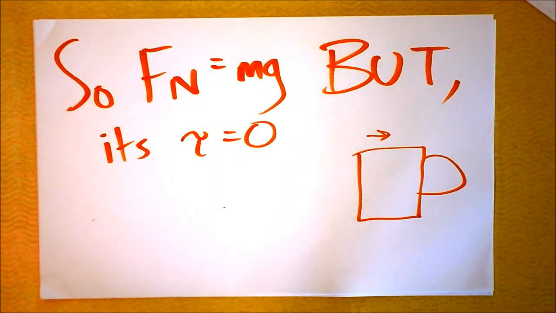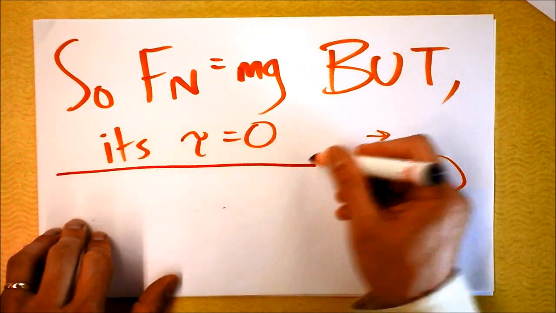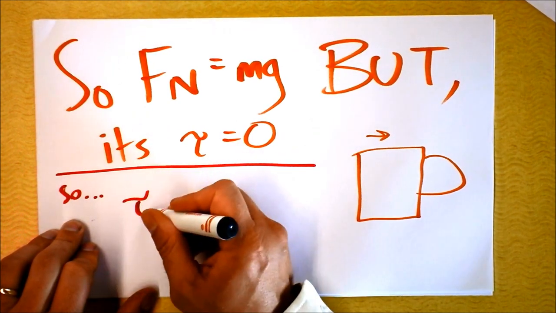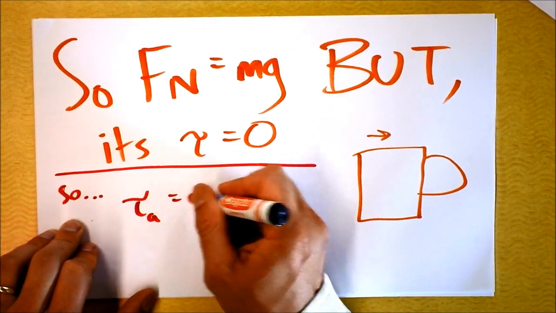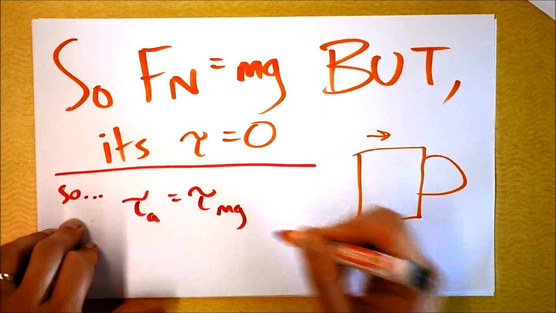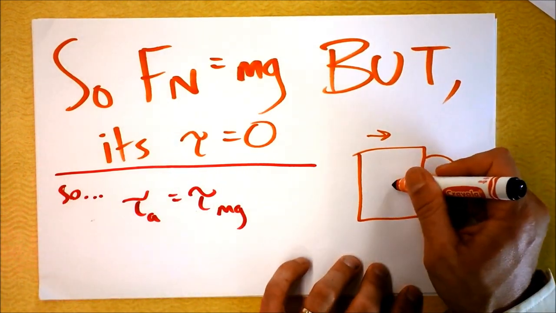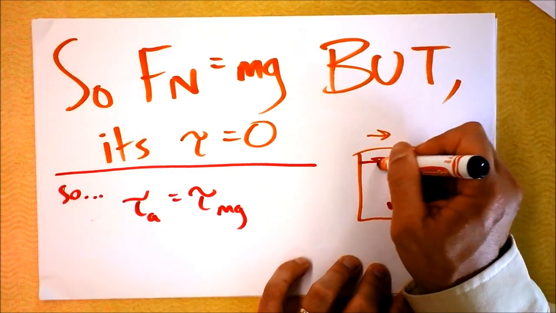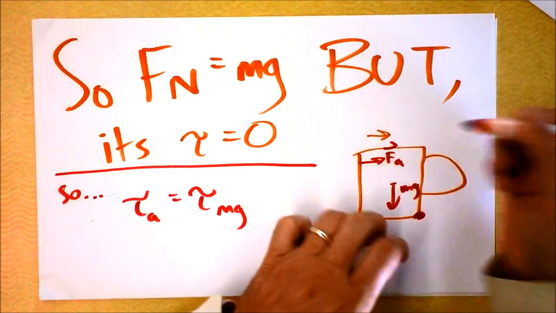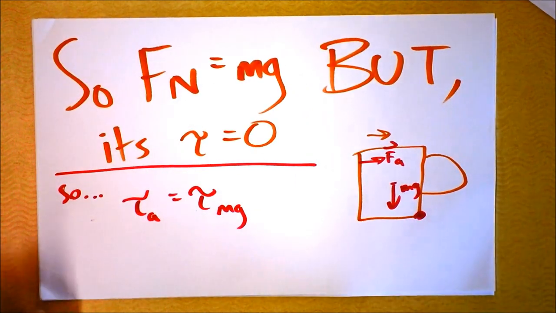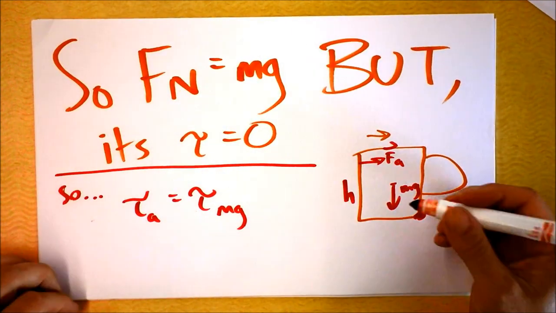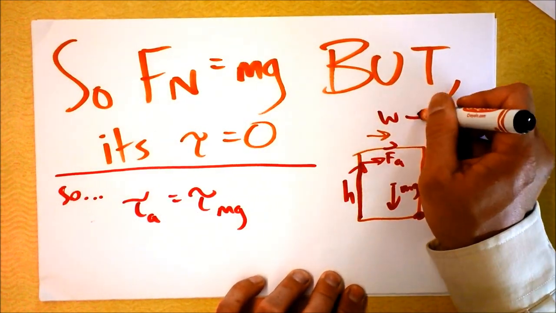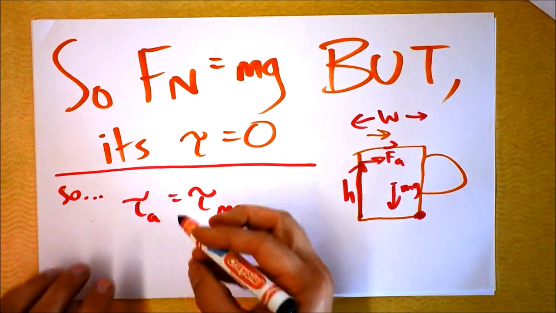Okay, so then what we know is, I say so a lot, don't I? The torque of the applied force is equal to the torque of mg. Again, let's go with this coffee mug. You've got mg here, you've got the axis of rotation there, and you've got an applied force right there, and those torques are equal between those two. So let's figure out, we had a height right there, that was a lowercase h going up there, and we had a width from here to here. So let's figure out what those two torques are.